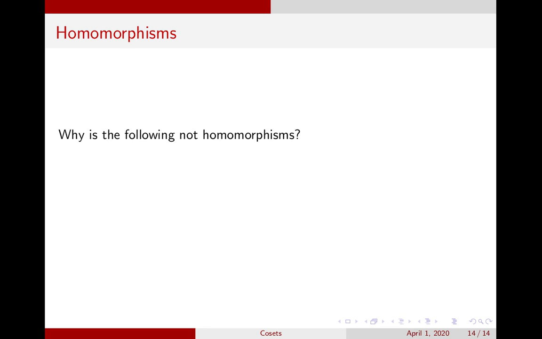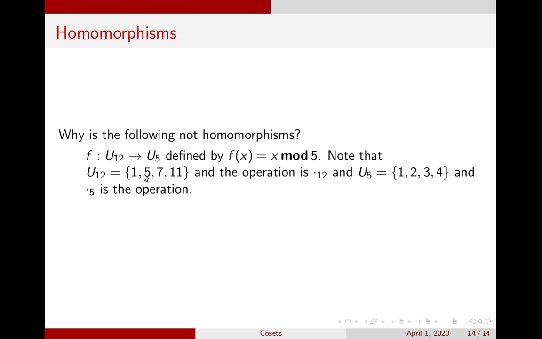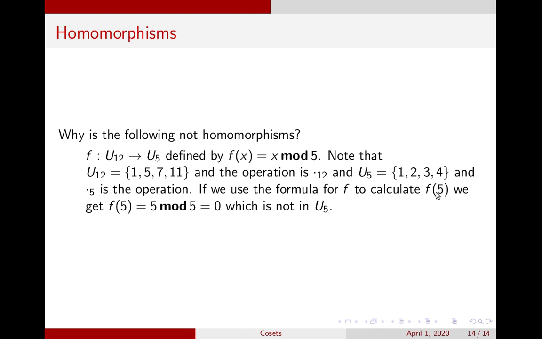Okay, one final example. Why is this function not a homomorphism? The function from U12 defined by f of x equals x mod 5. Well, U12, as we saw before, consists of the numbers 1, 5, 7, and 11. And the operation on U12 is the usual times sub 12. U5 consists of the numbers 1, 2, 3, and 4. The operation is times sub 5. So if we use the formula to calculate f of 5, we get f of 5 is 5 mod 5, which is 0. But this is not in U5. The function I've defined is not a function from U12 to U5, so it cannot be a homomorphism.